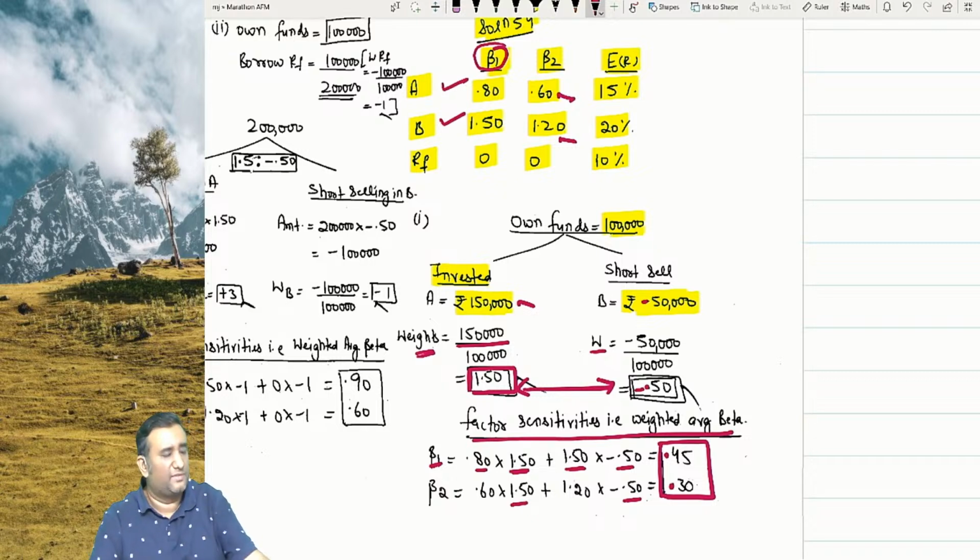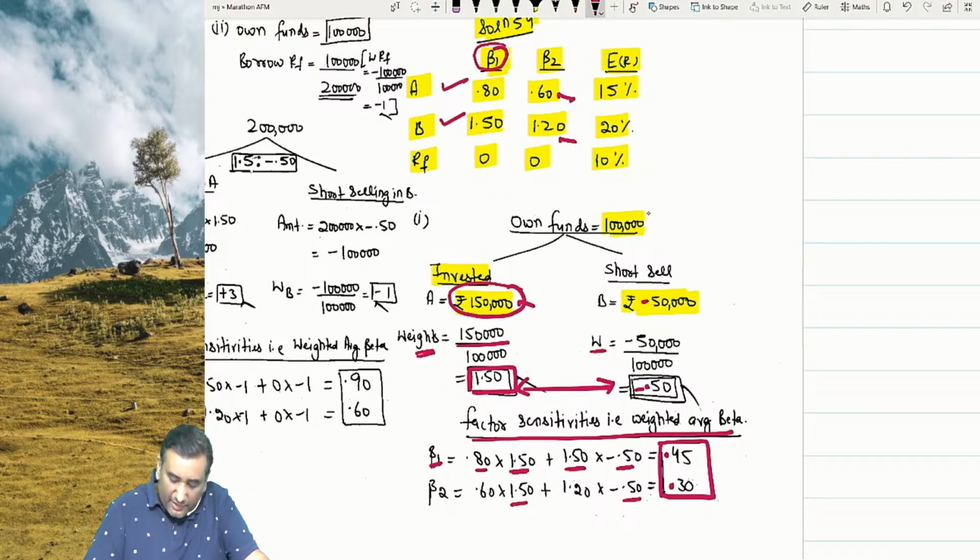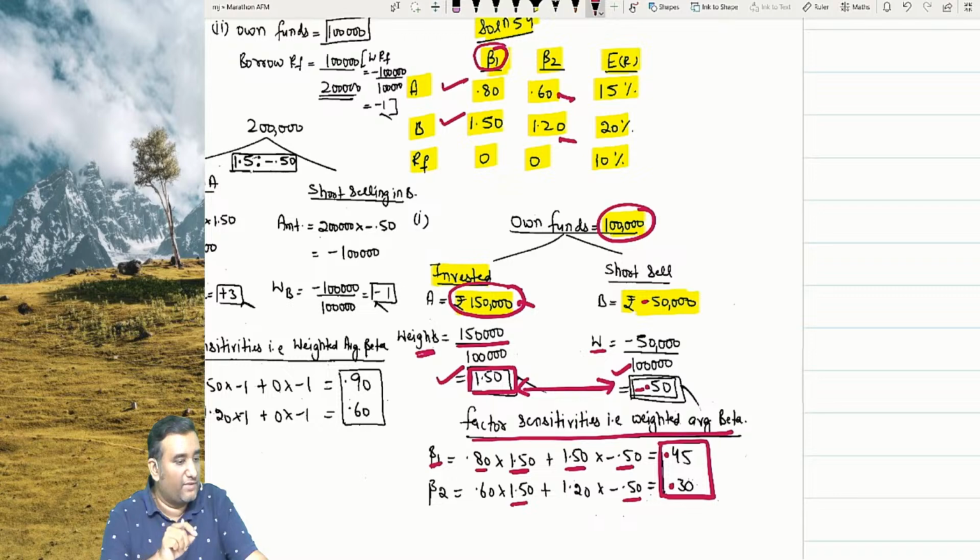So we get this part here. Just remember this part, sir. Whatever we are investing here, we divide by own funds. That will give you the weight. The total of the weights would always be equal to 1. In the first case you have a weight of 1.5 and the second gives you minus 0.5. Done that part? Second part, let me.